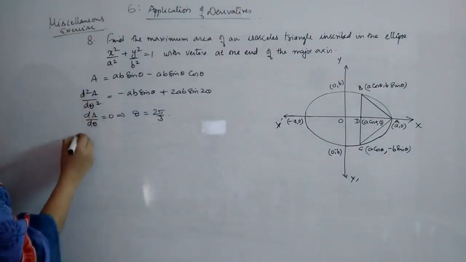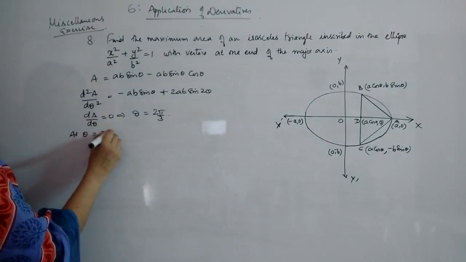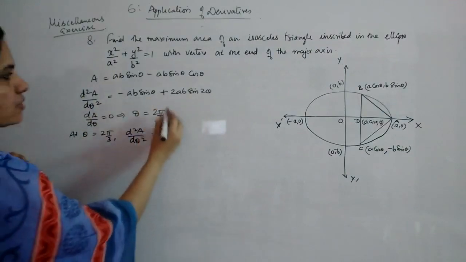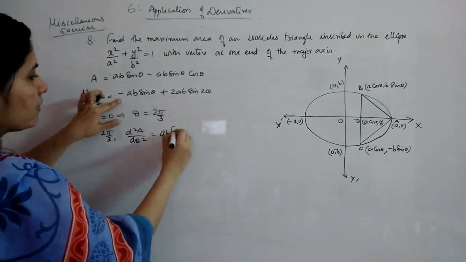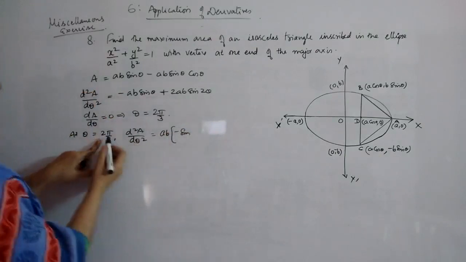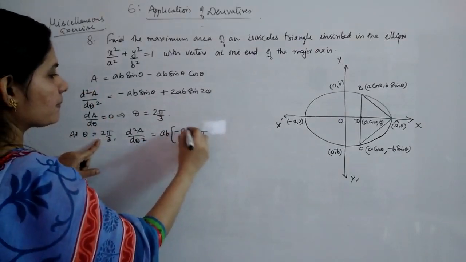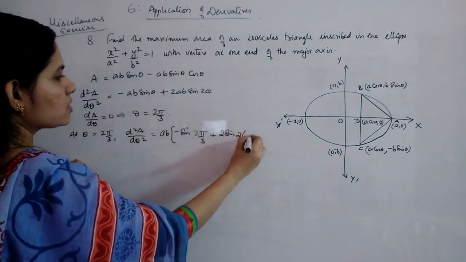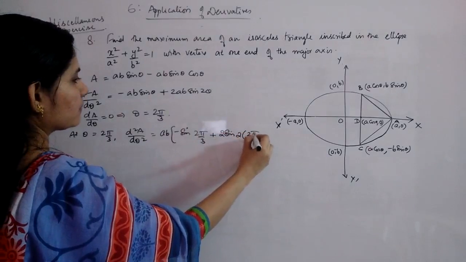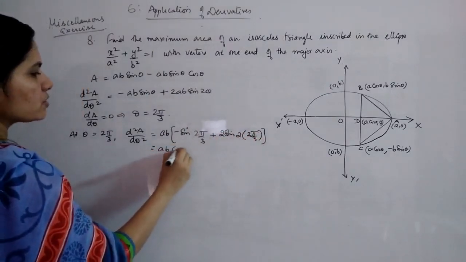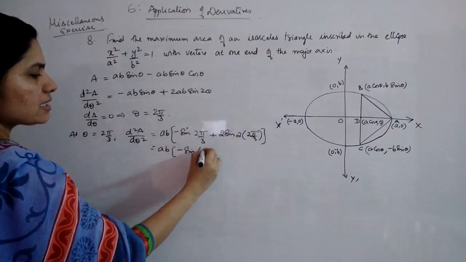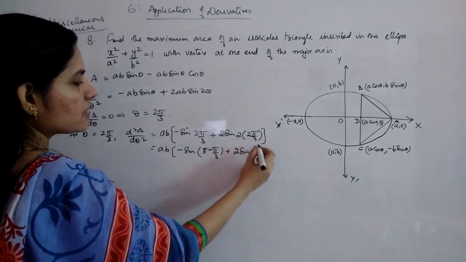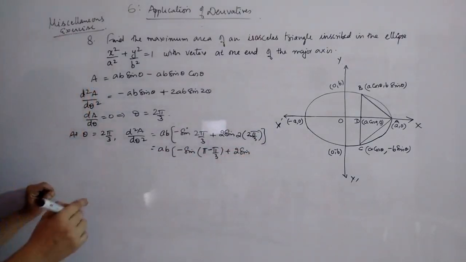Okay, so what happens at this point for d square A by d theta square? We are just replacing the values. AB can be taken out. Here you have negative sine theta, which will be replaced with 2 pi by 3, plus AB taken out means 2 sine 2 theta, 2 sine 2 into 2 pi by 3. Okay, so AB into minus sine 2 pi by 3 can be written as pi minus pi by 3, plus 2 sine 4 pi by 3, and 4 pi by 3 can be written as pi plus pi by 3.